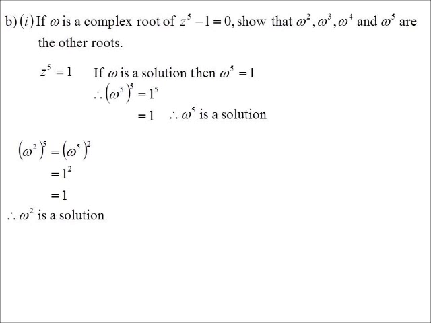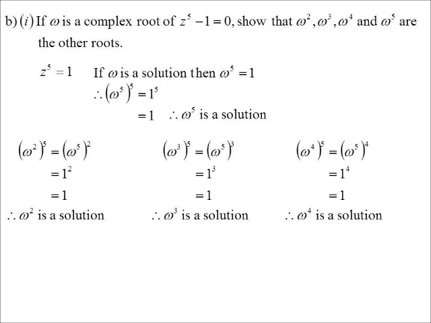I could do the same with squareds. If I raise omega squared to the power of 5, that would be the same as getting omega to the power of 5 and squaring it. But we know omega to the power of 5 is 1, and 1 squared is 1, so therefore omega squared is a solution. Omega cubed to the power of 5 I could rewrite as omega to the power of 5 cubed. And omega to the power of 5 we know is 1, and 1 cubed is 1. So yes, omega cubed is a solution. Omega to the power of 4 to the power of 5 is the same as omega to the power of 5 to the power of 4. And we know omega to the power of 5 is 1, and 1 to the power of 4 is 1. So omega to the power of 4 is also a solution.